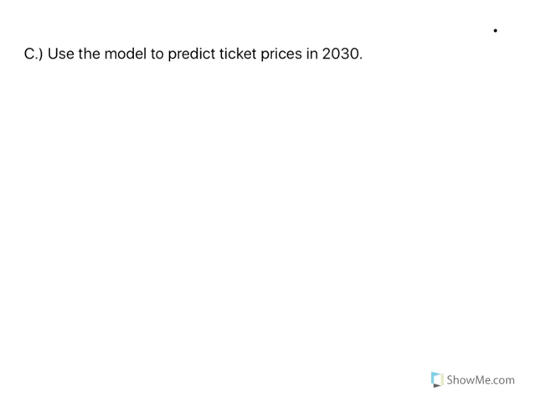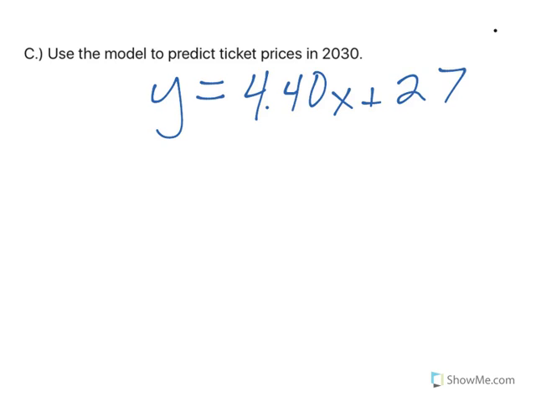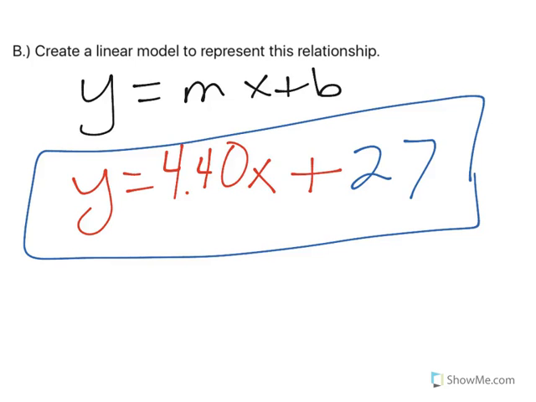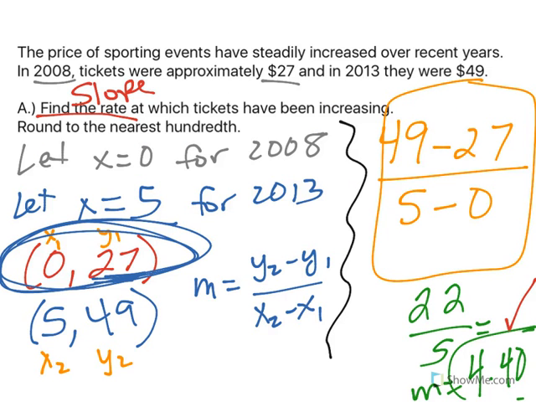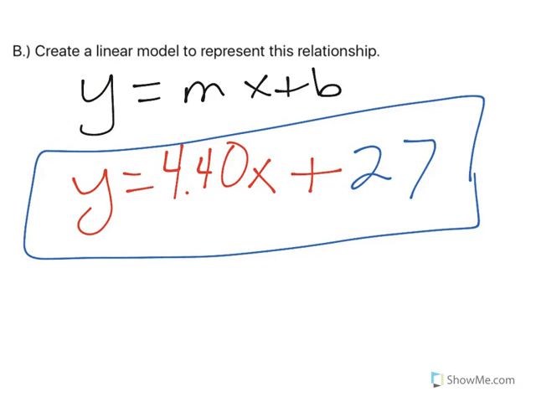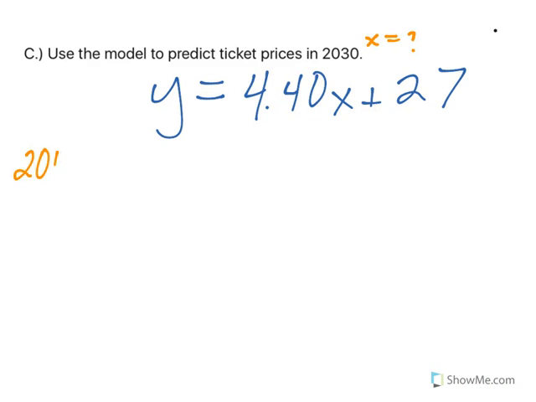Now in part C, it says use that model to predict ticket prices in 2030. So again, my model is y equals $4.40x plus 27. Well, in 2030, what's the value of x? Well, if you go back to the very beginning, remember that we let x equal 0 for 2008. So in 2008 x equals 0, and in 2030, that's 22 years later, so x is 22.